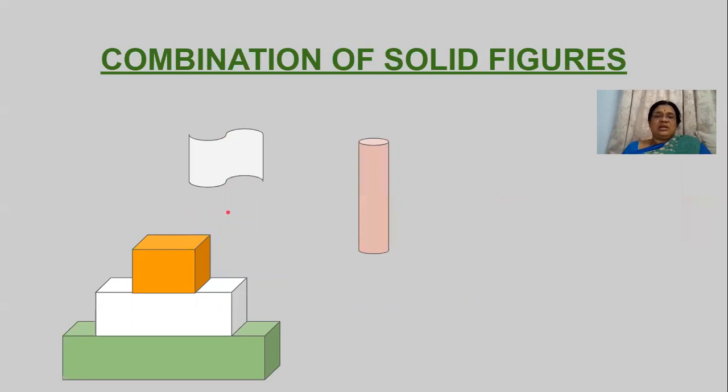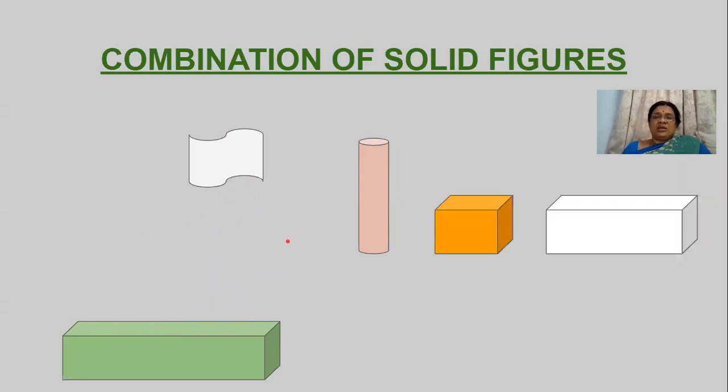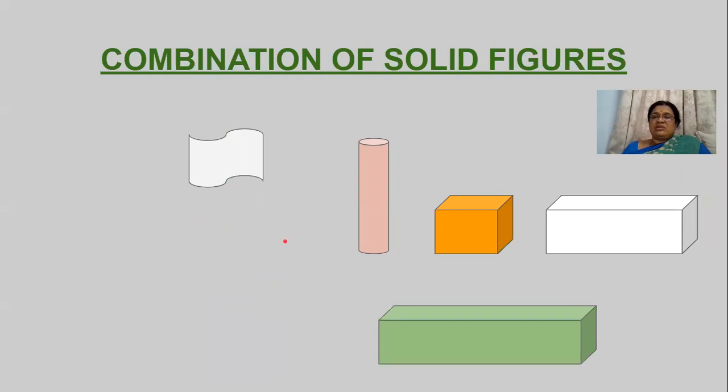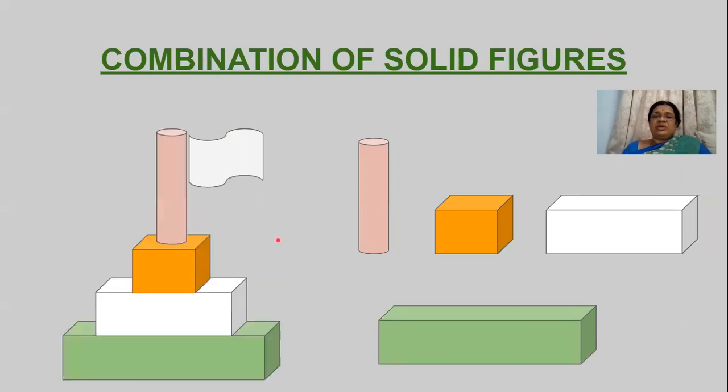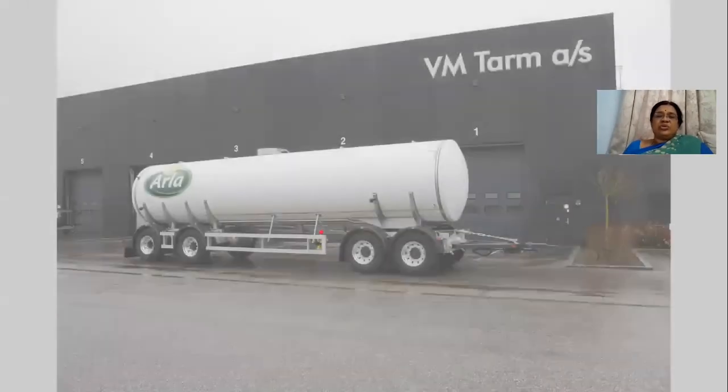See what is there in this flagpole. One cylinder is there, one cube is there, and two cuboids are there, all combined together to form a flagpole. So for the surface area of this flagpole, you have to find out the lateral surface areas of the cube and two cuboids, and for the cylindrical part, the curved surface area also. See, let us move on to one more example.